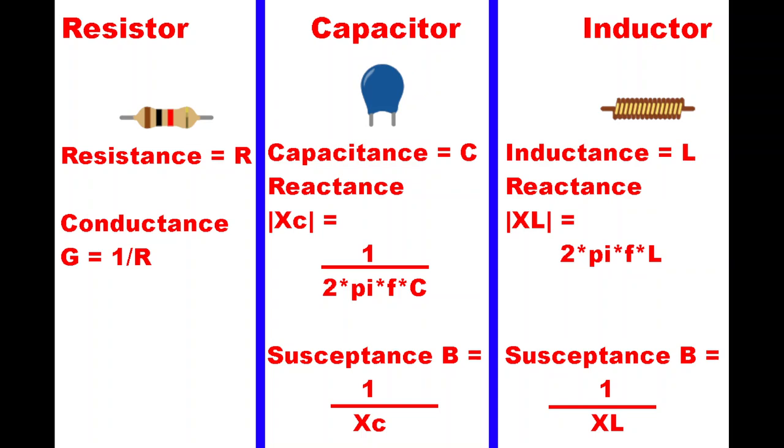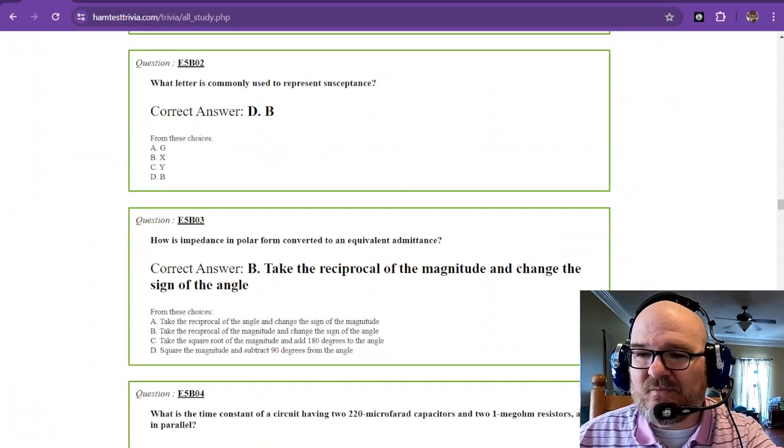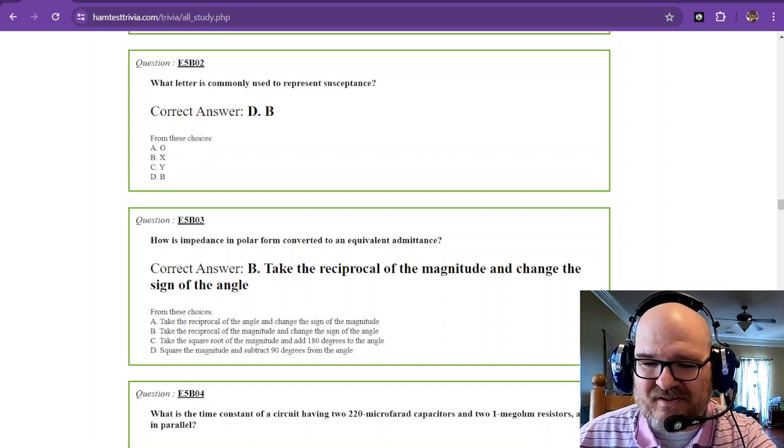Inductance is L, but inductive reactance is 2 times pi times the frequency times the inductance in henrys. The susceptance, again, is simply the reciprocal. So instead of XL, you have 1 over XL, where XL just means inductive reactance. It should be X with a subscript L, but unfortunately in Paint, I didn't feel like doing it. So it's the letter B. That is what susceptance is, the letter B.